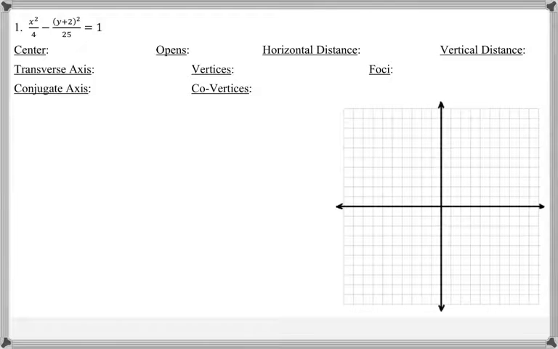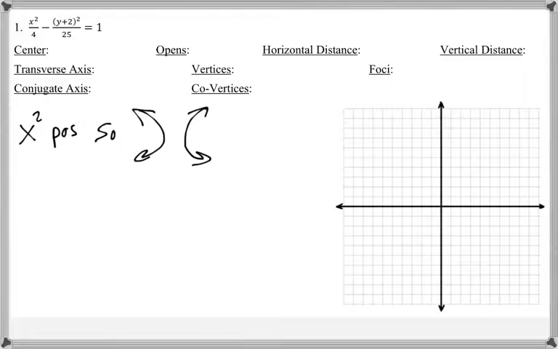So the negative is in front of the y term. So the x squared is positive. So that tells us that it's going to open up left and right. So let me write that. The x squared is positive. So the shape is going to be like this. It's going to open up left and right.